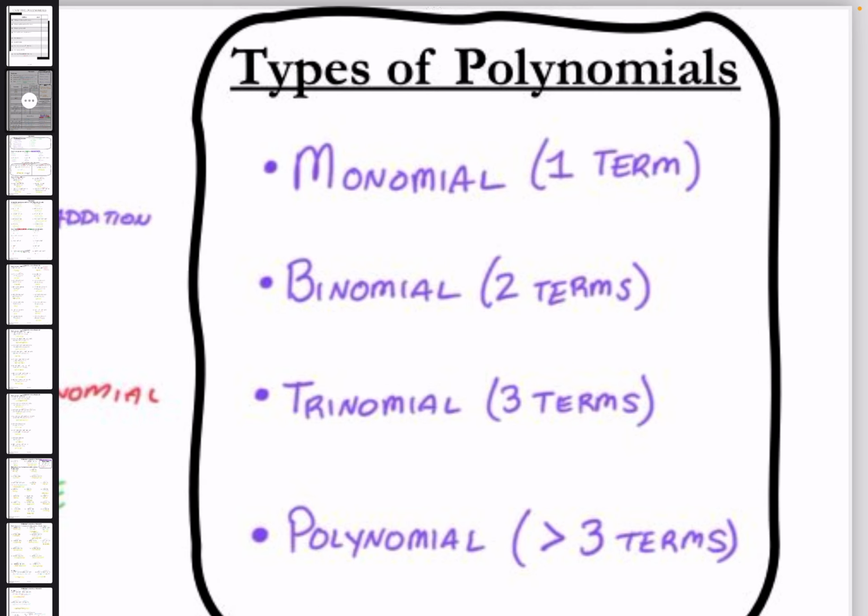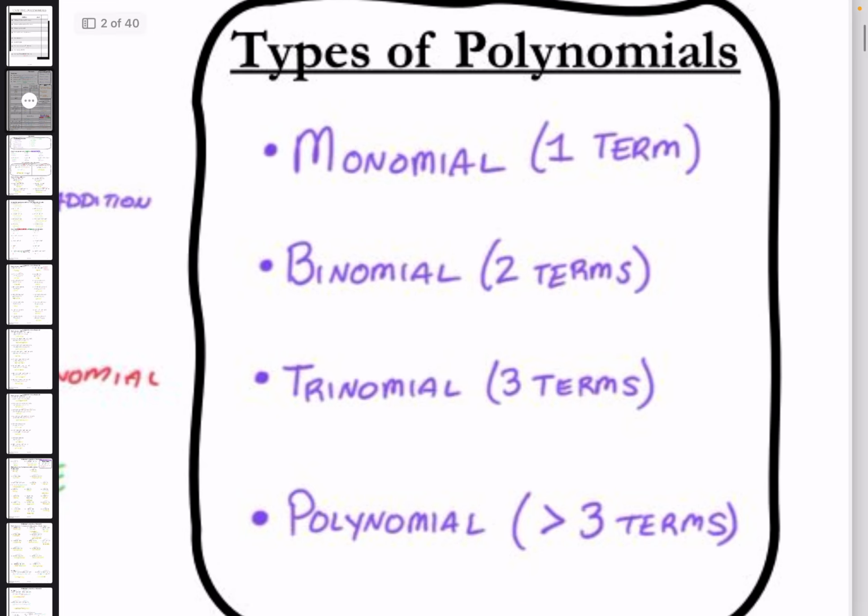Before you pause, understand that a monomial is one term, right? Mono. Binomial, two terms. Trinomial, three terms, and any of those expressions that have more than three terms would just be called polynomials. So the types of polynomials are monomial, binomial, trinomial, polynomial. Go ahead and pause the video.